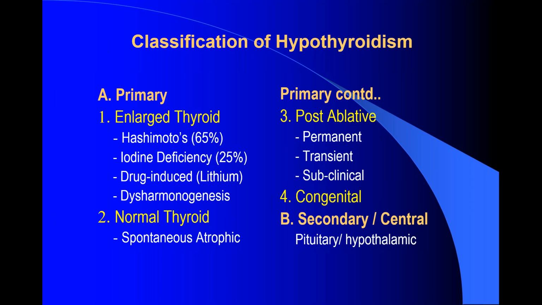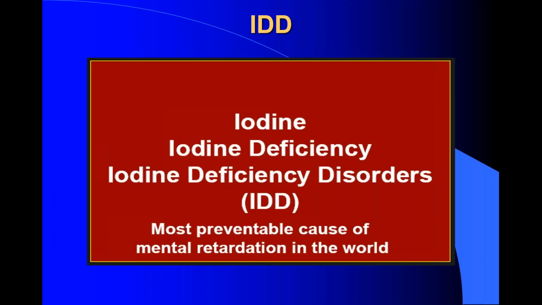Congenital you will study in detail in pediatrics, but you must know the disease is also congenital, and that leads to growth retardation, loss of sexual characters and other things. Then secondary or central, in which there is a defect of the pituitary or hypothalamus. This is the classification in short.